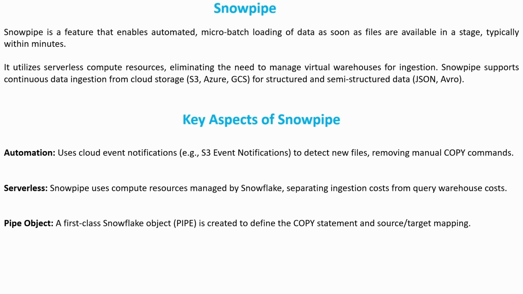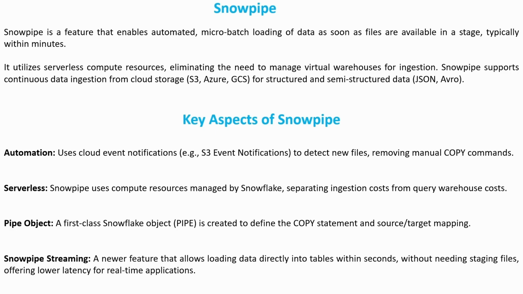Next is pipe object. A first class Snowflake object pipe is created to define a copy into statement and source target mappings. Last is Snowpipe streaming. This is the newer feature that allows loading data directly into tables within seconds without needing the staging files, offering lower latency for real-time applications.